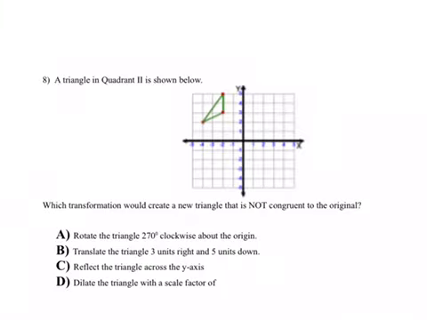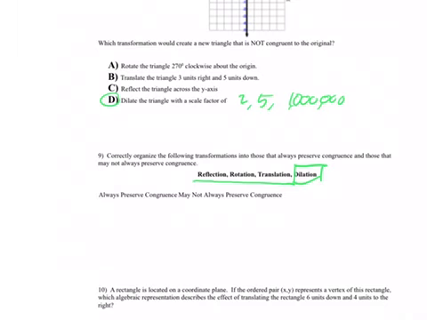Now for number 9, it says correctly organize the following transformations into those that always preserve congruence and those that may not always preserve congruence. Well, fortunately, they are already in that order. So reflections, rotations, and translations, they stay the exact same shape, the exact same size. Sometimes they just change directions. Dilations, well, it may not always preserve congruence. In fact, it very rarely does unless it's 1 like we talked about before.